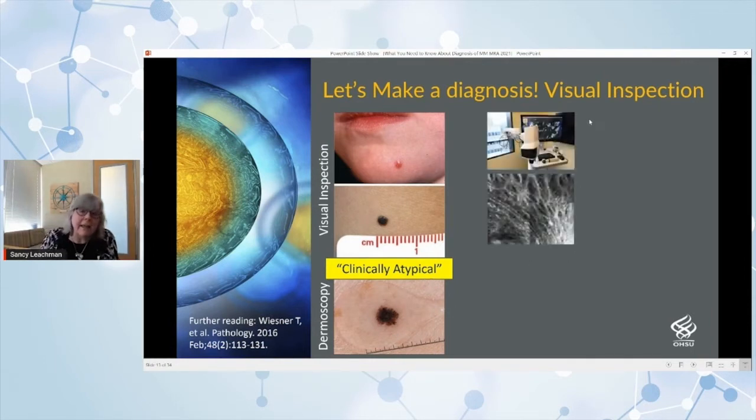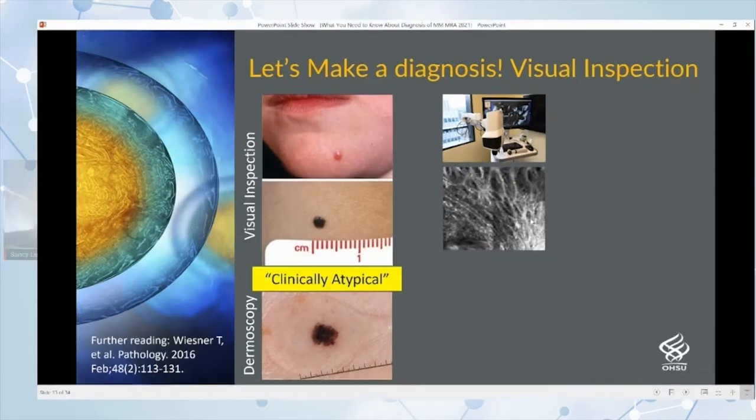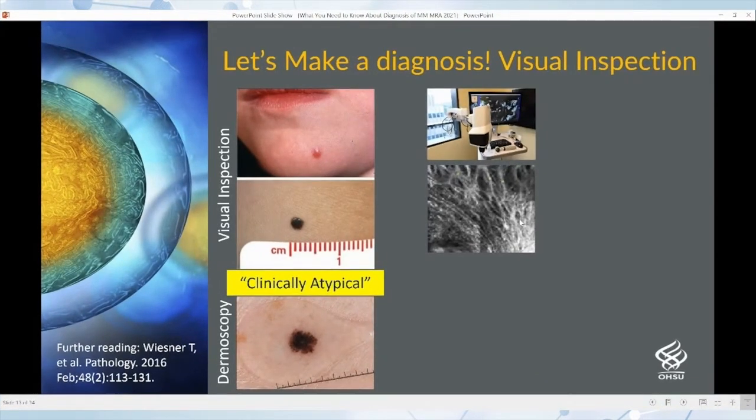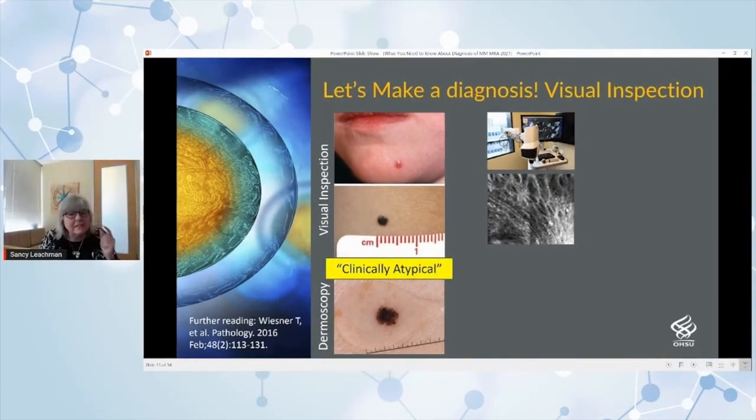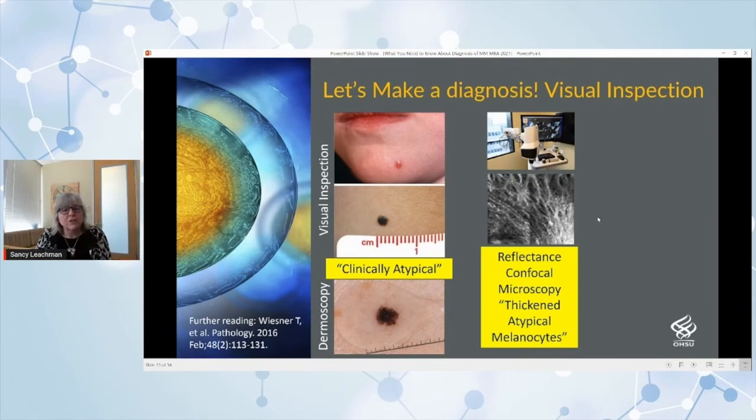Now, if they have a reflectance confocal microscope in their repertoire, they can look at it. You saw those little melanocytes that I showed you. This is what they look like with in vivo confocal. You can see these little yellow dots. These are the melanocytes with the nuclei, and the bright color is where the pigment is reflecting back that light. They're big and thick and have a lot of branches, and this is abnormal. This shows those thickened atypical melanocytes.